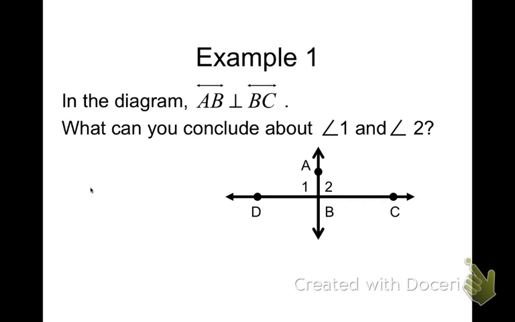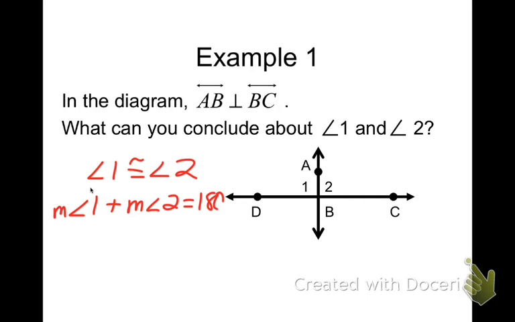So in our first example, we are told that line AB is perpendicular to line BC. So what can we conclude about angle 1 and angle 2? So angle 1 is congruent to angle 2. What else can we conclude? They are a linear pair, so angle 1, let's do this. The measure of angle 1 plus the measure of angle 2 should equal 180. True? What else can we conclude?